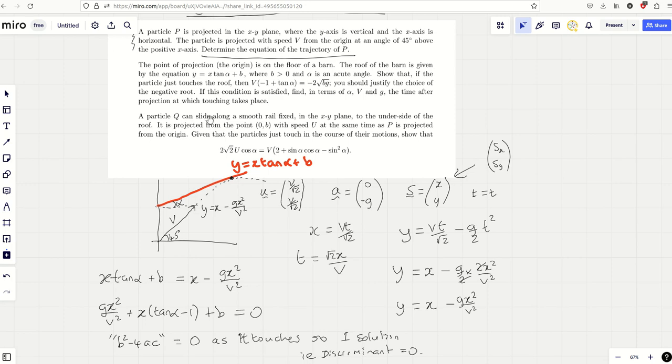Okay, a particle Q can slide along a smooth rail. So this roof now becomes a smooth rail. It's projected from the point B, 0, b, which is exactly where the roof starts, with speed u at the same time that P is projected from the origin. Given the particles just touch in the course of their motion, show this is true.